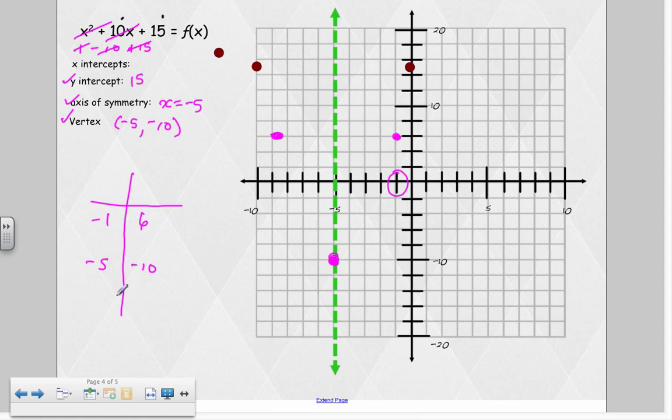So let's see, that was a negative 9 that got me a 6. Do I have enough points now to make a parabola? Absolutely. So now I can just connect my points, and there is the graph of my parabola. And again, we'll learn about those x-intercepts starting tomorrow. Bye.